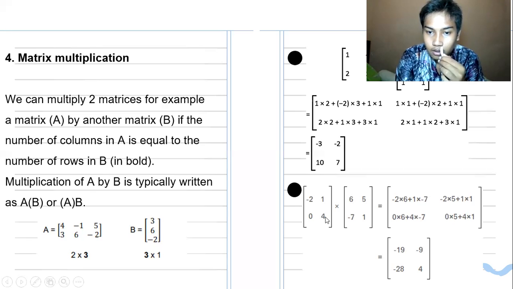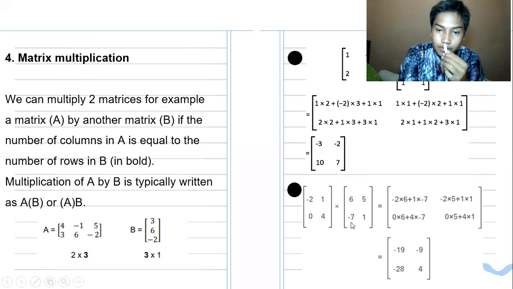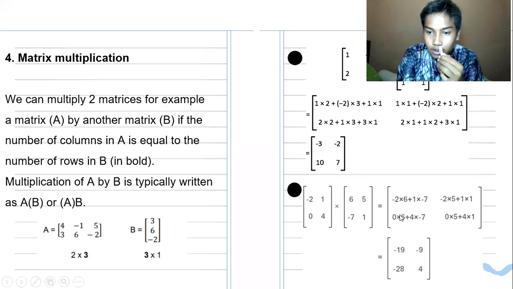As you can see, this is another example: negative 2 times b plus 1 times, wait a second, 1 plus negative 7, and so on, and this is the result.